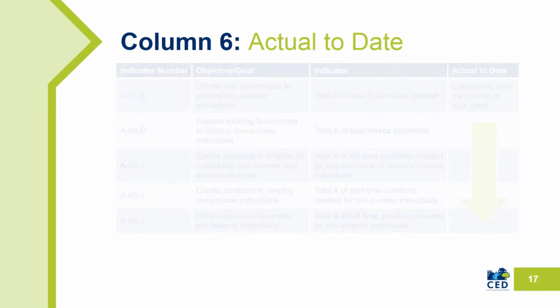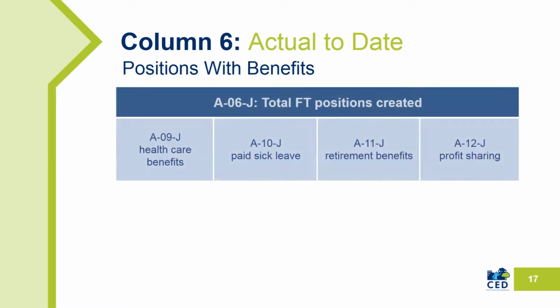There are 4 benefits questions related to the positions you report creating in A06J: healthcare benefits, sick leave, retirement benefits, profit sharing. All are a subset of the total full-time positions created, so the number for each cannot be higher than the total number of positions you've created. They are not mutually exclusive. If a position has 2 benefits, healthcare benefits and sick leave, count that position for both A09J and A10J. Enter 0 if the positions being created do not offer benefits.